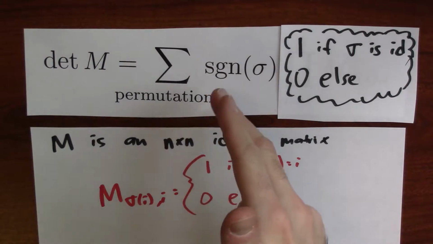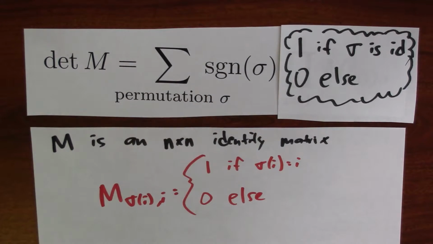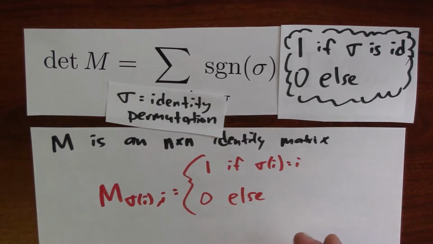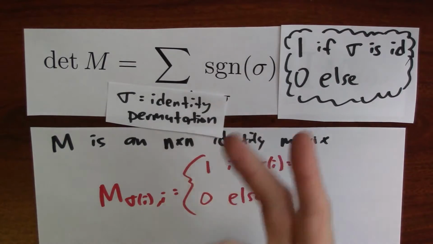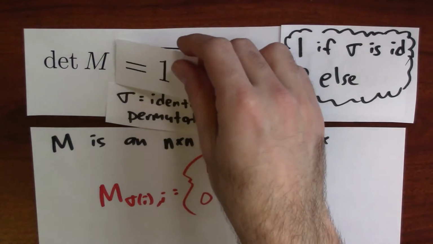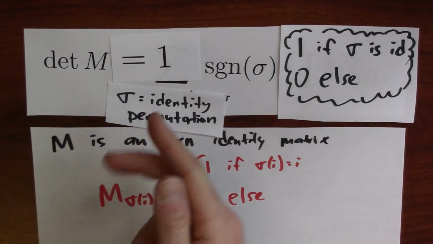So all the terms vanish except for the term corresponding to the identity permutation. So every single term in this sum vanishes except when sigma is equal to the identity permutation. And in that case, what's the sign of the identity permutation? Well, it's 1. And that means the determinant of an identity matrix is equal to 1. That's a pretty painful argument. I mean, it involved a lot of reasoning about permutations.